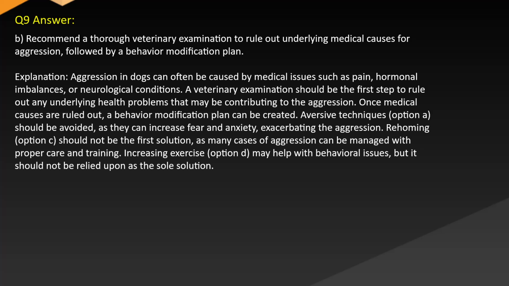plan. Explanation: aggression in dogs can often be caused by medical issues such as pain, hormonal imbalances, or neurological conditions. A veterinary examination should be the first step to rule out any underlying health problems that may be contributing to the aggression. Once medical causes are out, a behavior modification plan can be created. Aversive techniques, option A, should be avoided as they can increase fear and anxiety, exacerbating the aggression.